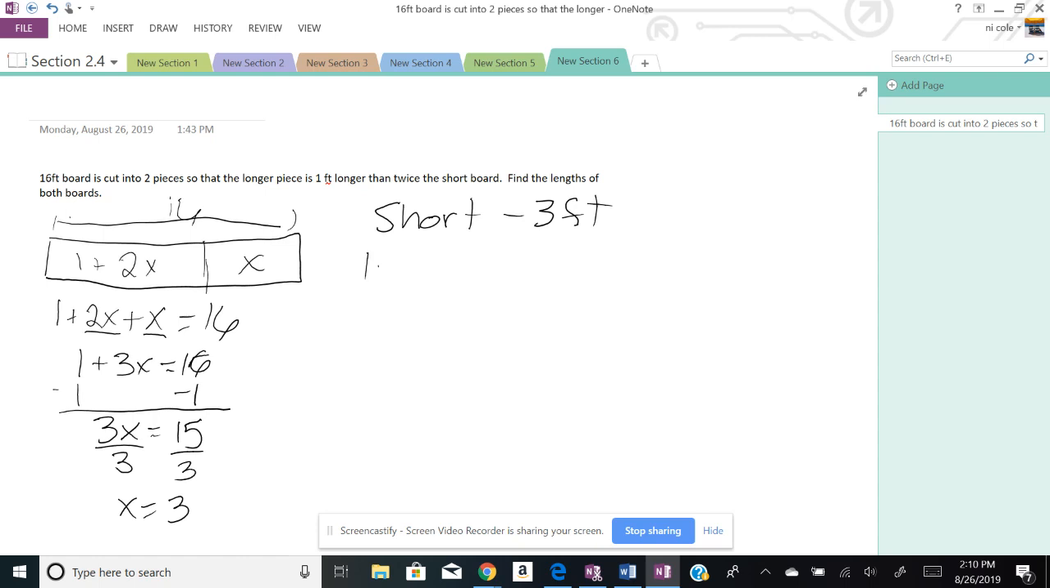Okay, but what about the long board? Well, that's 1 plus 2x. So let's replace the x with 3. So it's 2 times 3. And that's going to give me 7. Oh, no. Oh my goodness, guys, help me. I can't do math. That should have been 5. That should be 5. And that should be 5, giving you an answer of 11. So this should be 5 feet.